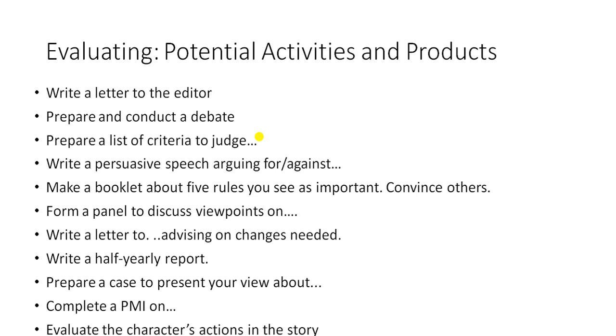So the moment we ask students about any topic, we can give any questions through which we will be able to know whether the students are at that higher order thinking level or not, whether the students are able to evaluate the topic or not.